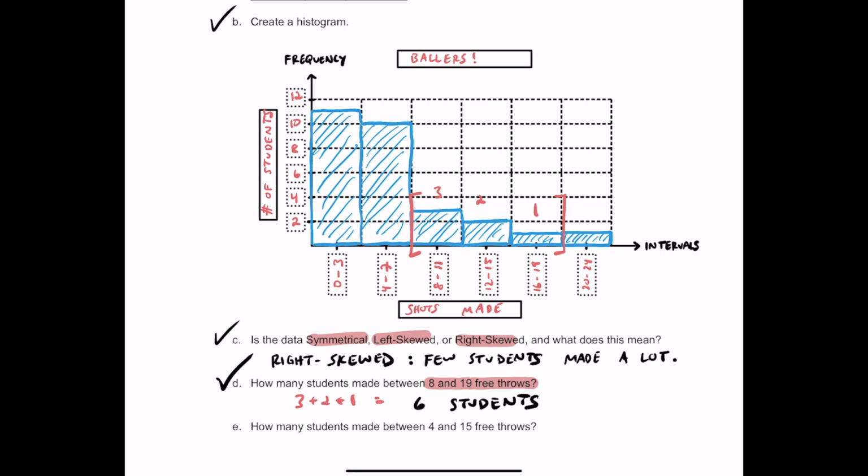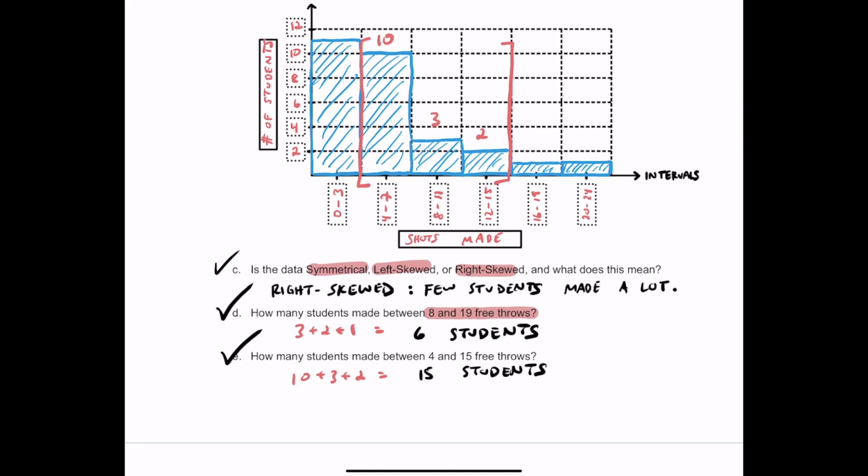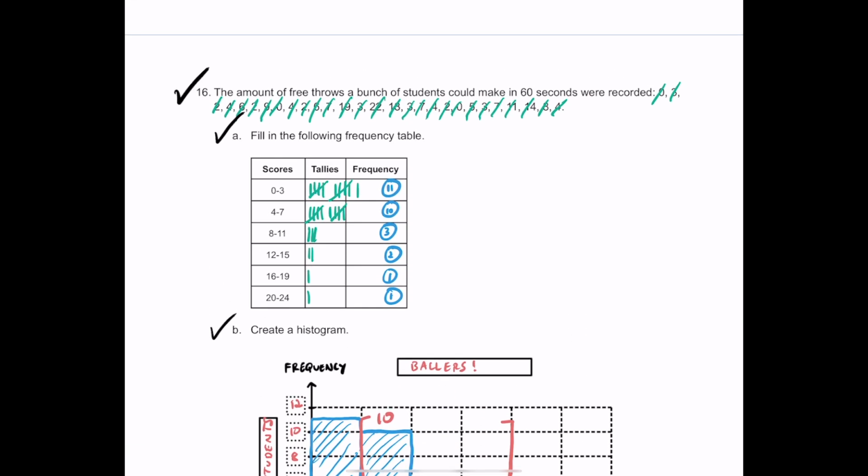Okay, and for part E, how many students made between 4 and 15? So let me just erase this so it's not confusing. 4 starts here, and 15 ends here. So this is 10 people, 3 people, and 2 people. So 10 plus 3 plus 2, that's going to be 15 students. All right, and I think that ends number 16.